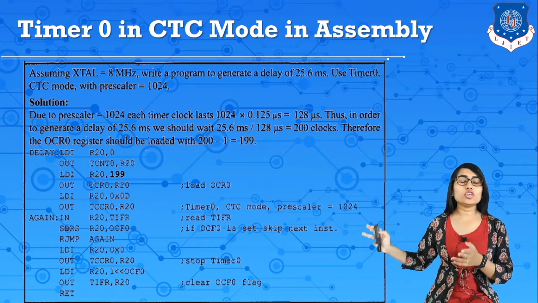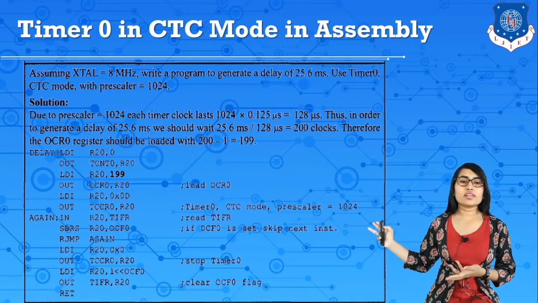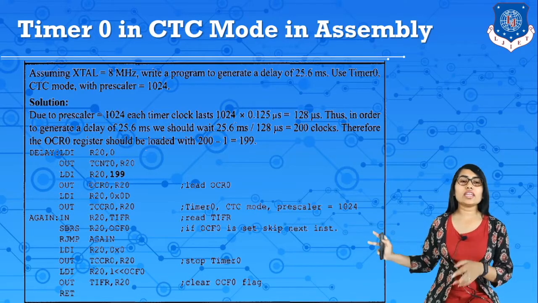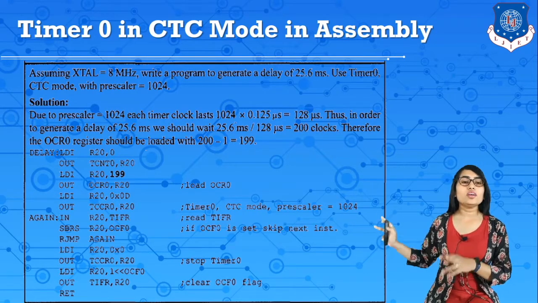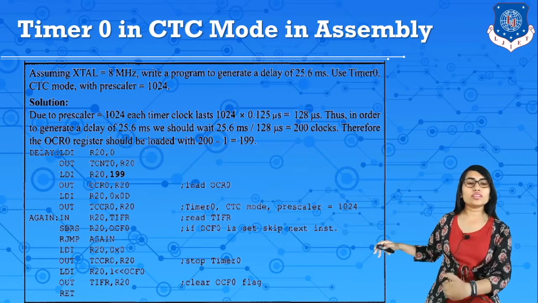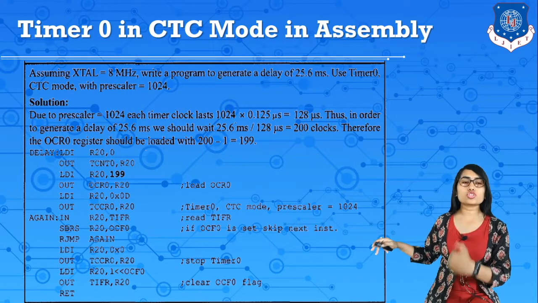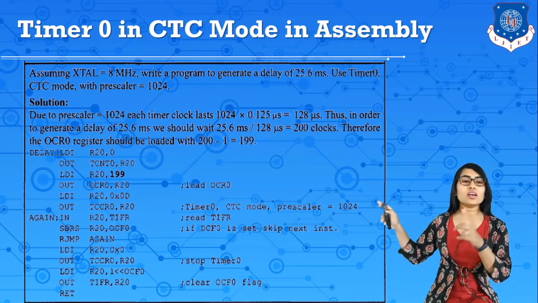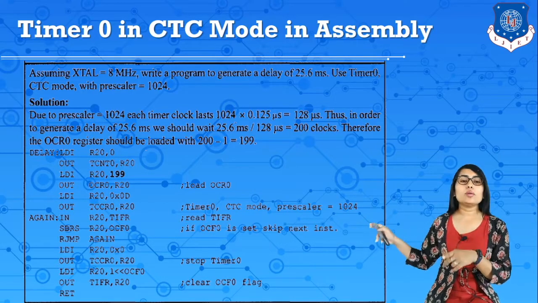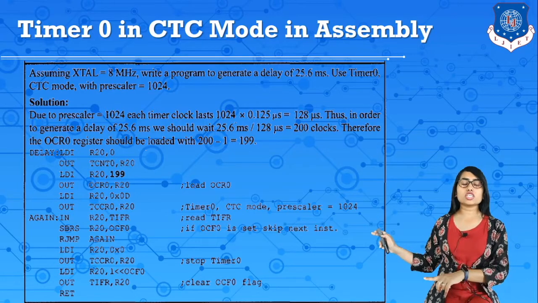Now continuously read the TIFR register. In the TIFR register, whenever OCF0 is equal to 1, then we have to jump to the next instructions when the counter stops. But if OCF0 is equal to 0, then it jumps over again to the loop. So it will continue until OCF0 is equal to 1.